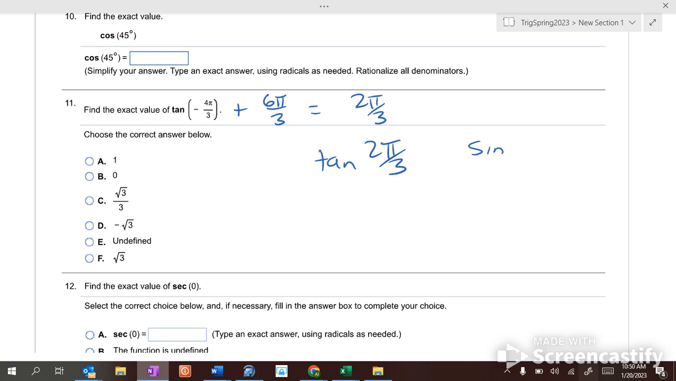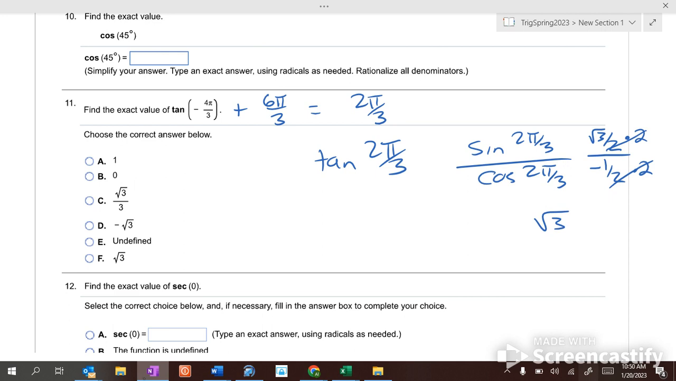Well, it's the sine of 2 pi over 3 over the cosine of 2 pi over 3. What's the sine of 2 pi over 3? Square root of 3 over 2. What's cosine of 2 pi over 3? Negative 1/2. So multiply by the denominator to get rid of your denominators. So it's square root of 3 over negative 1, or negative square root of 3.